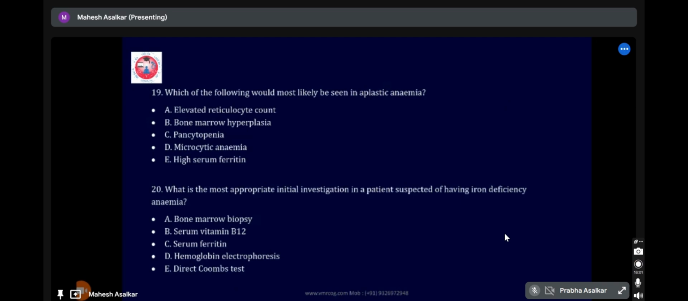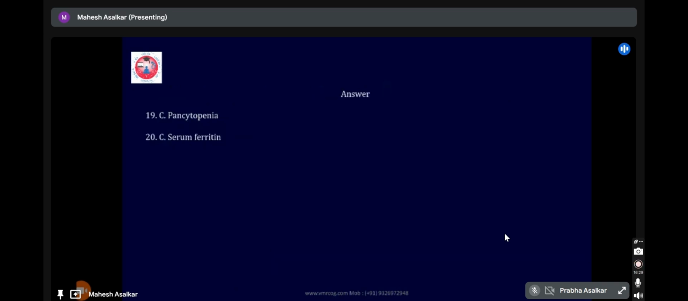Next question. What is the most appropriate initial investigation in patients suspected of having iron deficiency anemia? Bone marrow biopsy, serum vitamin B12, serum ferritin, hemoglobin electrophoresis, or DCT? Sir, serum ferritin. Correct. Among these, that is the only initial investigation for iron deficiency anemia. So the answer for question 19 is pancytopenia in aplastic anemia, and the initial investigation in iron deficiency is serum ferritin. You should know the values also.